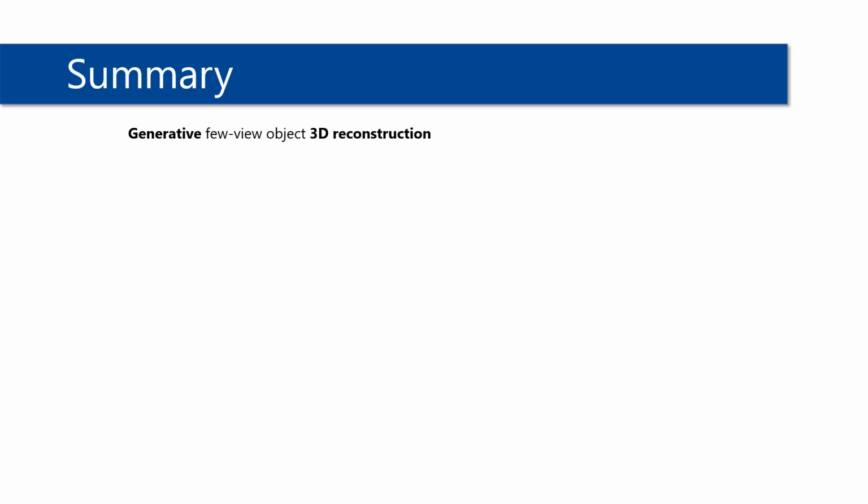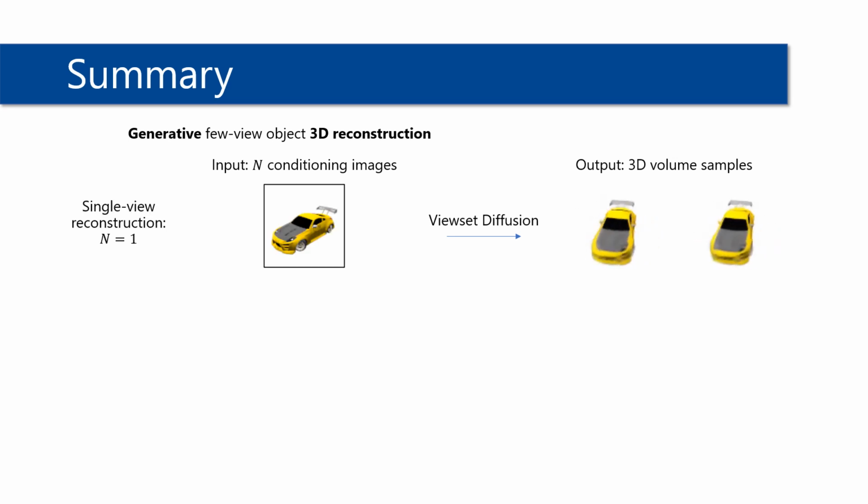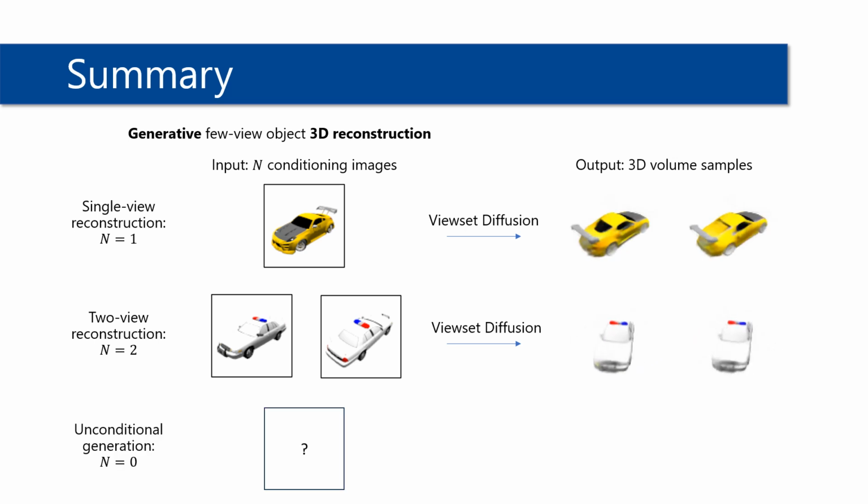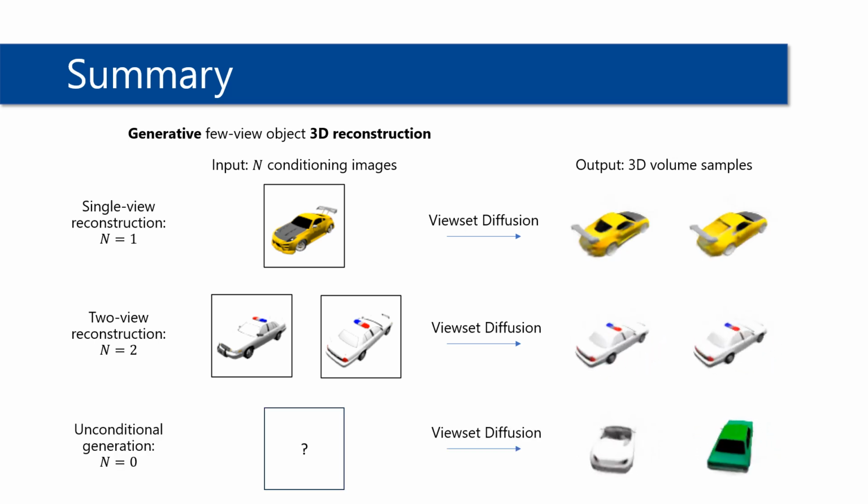Viewset diffusion is a method for generative few-view object 3D reconstruction. Given an input of n conditioning images, Viewset diffusion generates plausible 3D volumes that match the conditioning images. For example, if we input one conditioning image, Viewset diffusion will be performing single-view 3D reconstruction. Viewset diffusion can also perform two-view 3D reconstruction or unconditional generation, depending on the number of input images. Viewset diffusion is trained from 2D data only and performs generation in a feed-forward manner without any distillation or optimization at test time.